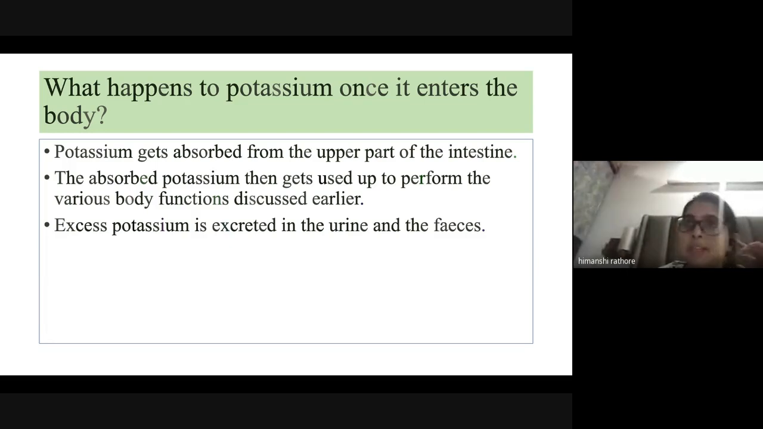And what happens to the excess of potassium? Once it has been utilized, the extra potassium is thrown out of the body in the form of urine and feces. So this is common to all: whatever amount is required for the body, the intestine will absorb to perform its functions. The rest of the potassium, or the rest of the minerals like sodium, chloride, calcium, are all thrown out in the form of urine and feces.